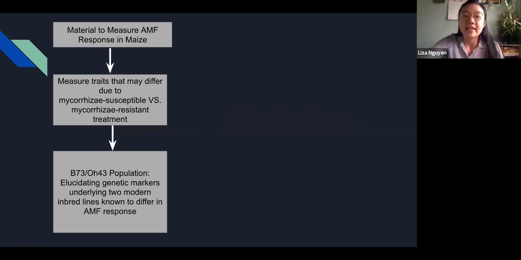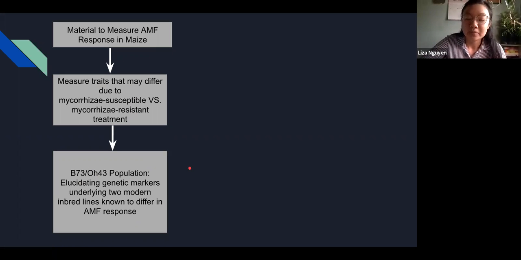So with that, my thesis, like I mentioned in my title slide, has this goal of trying to make this material to be used in experiments to measure mycorrhizal response in maize. To do that, I'd like to have a mycorrhizae and a no mycorrhizae treatment and elucidate differences in traits that might be different between those two. And so today I'll really be focusing on this B73 Ohio 43 mapping population.